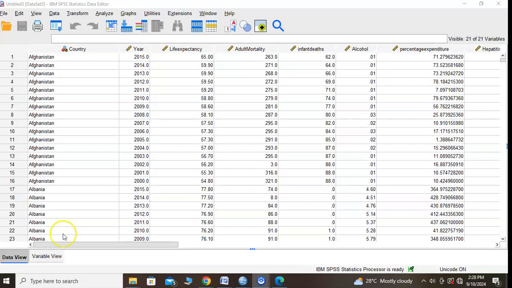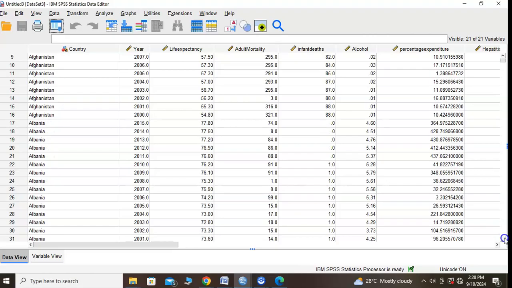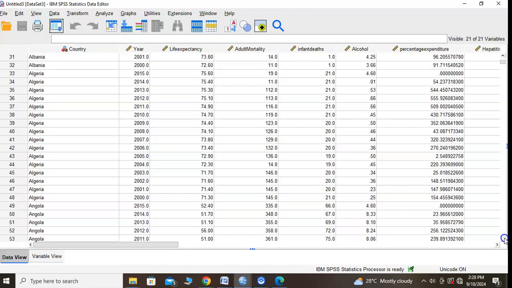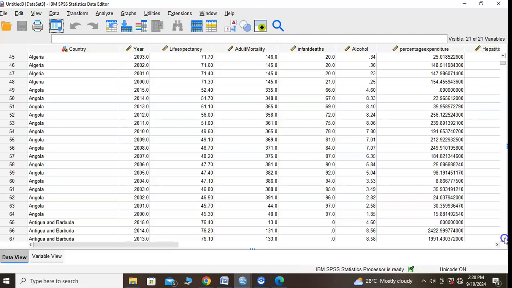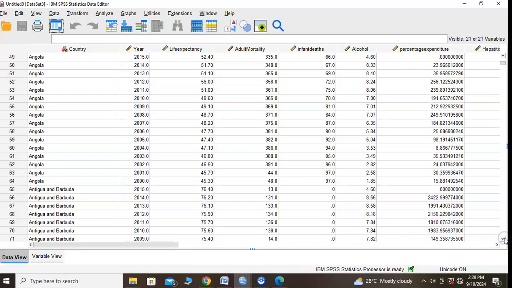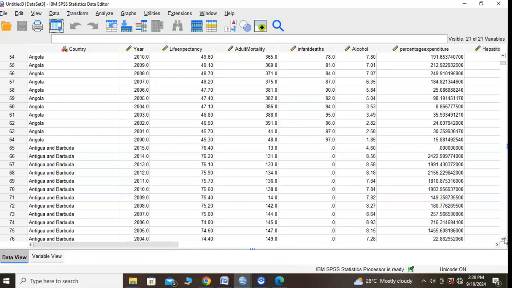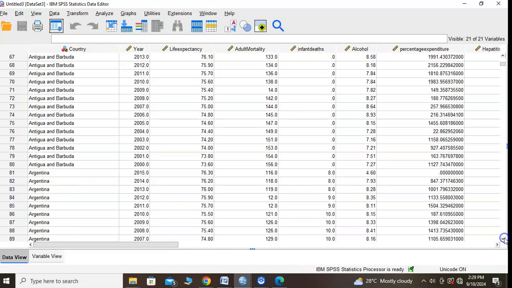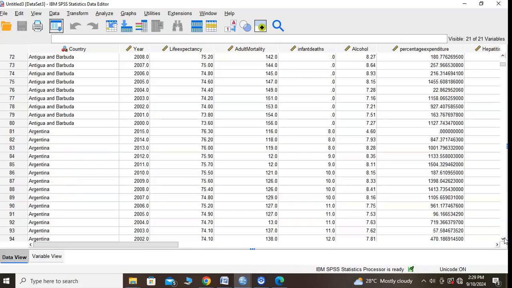Then the next thing I did was data cleaning. For data cleaning, it was very crucial to eliminate any inconsistencies or missing data which could distort our results. I went to Analyze, then Descriptive Statistics, Frequencies to check for missing values across the variables. I observed that several columns such as GDP and immunization rates had missing values. For handling this missing data, I used SPSS's Replace Missing Values function.